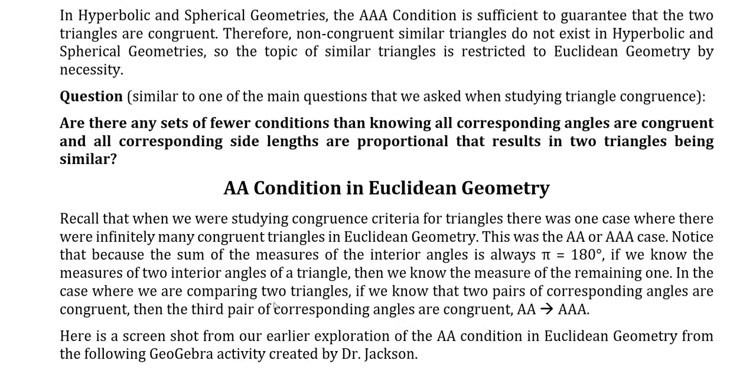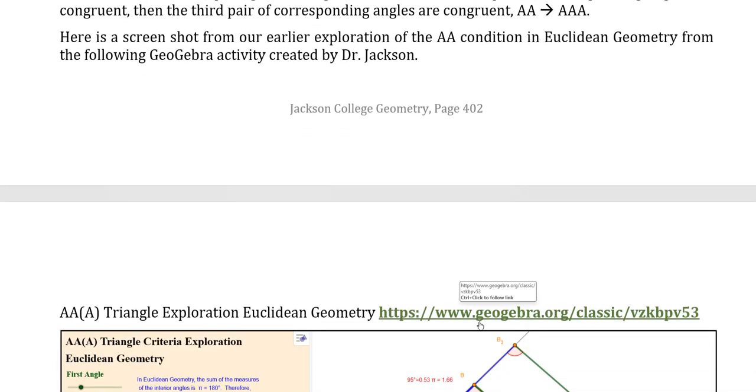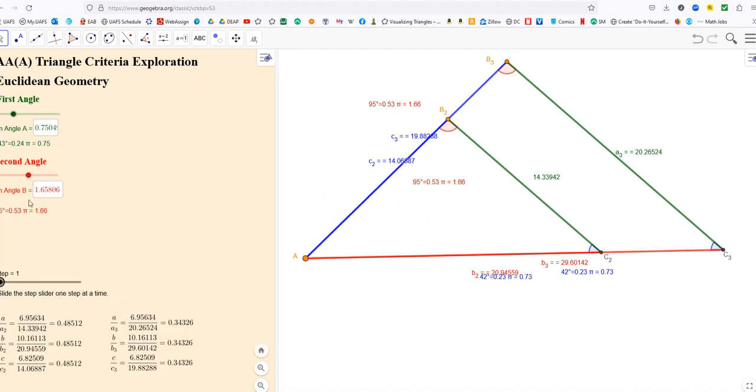Let's look at that a little bit, and I'm going to use this GeoGebra workbook, or GeoGebra activity, to explore this. When this comes up, this is actually the same one that we looked at when we were exploring the angle-angle-angle triangle congruence possibility earlier. We found that it did not work. Okay, so let's start out here.